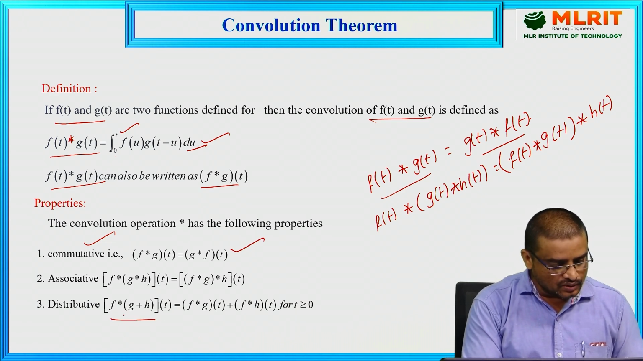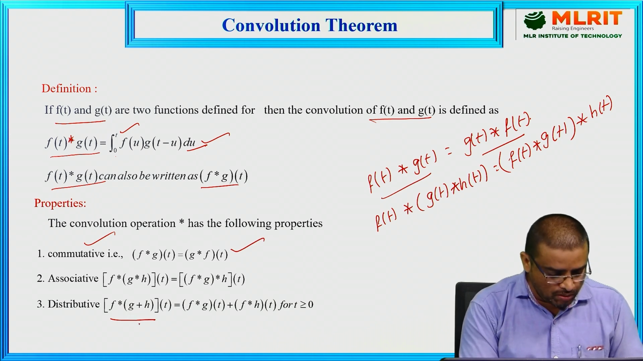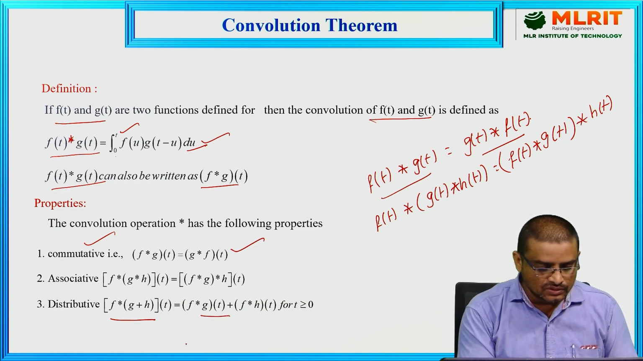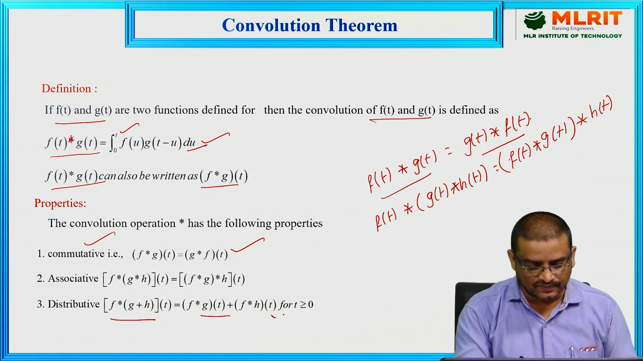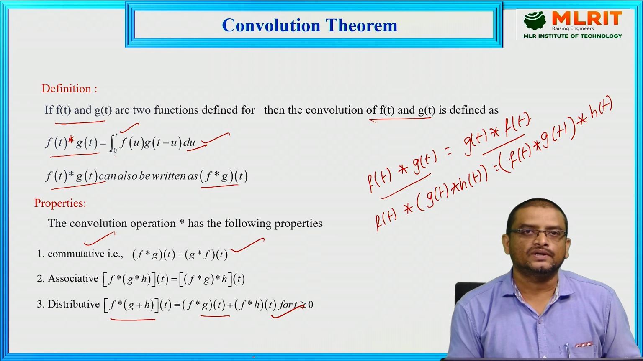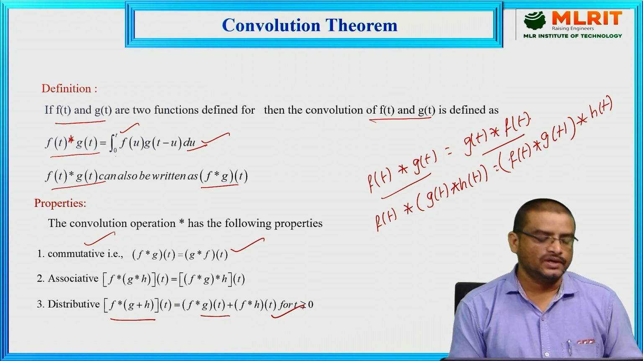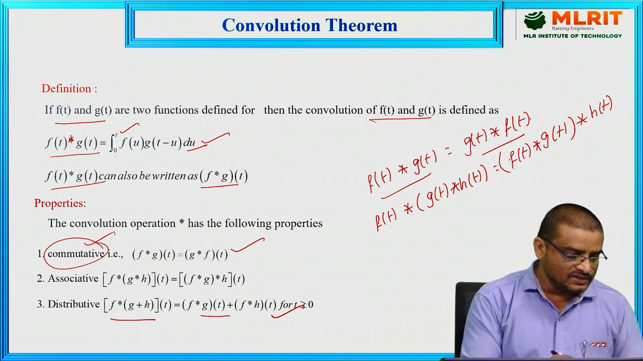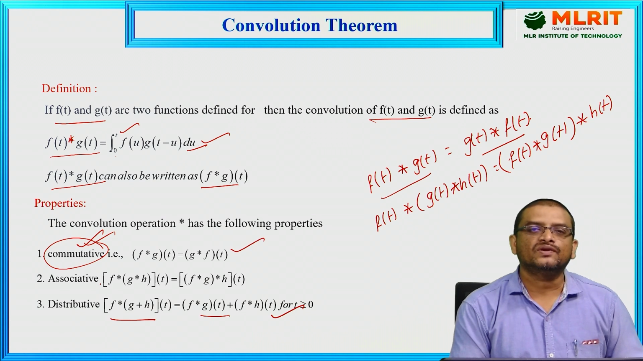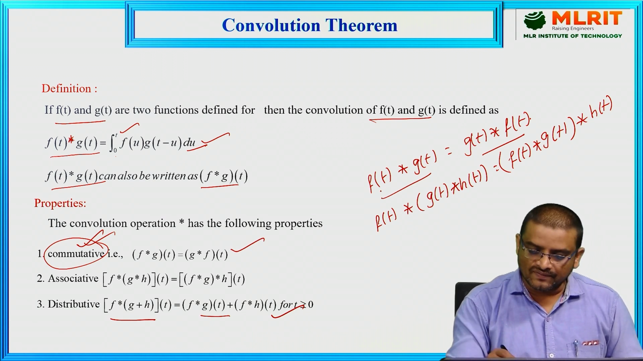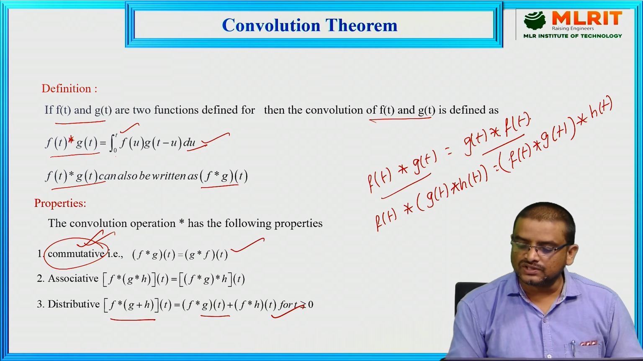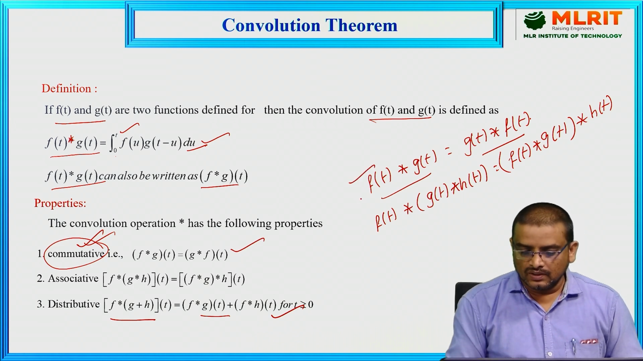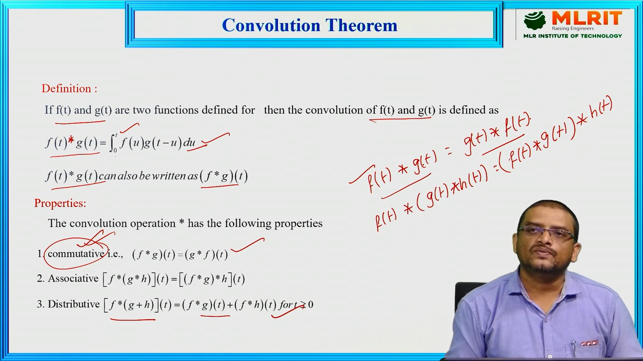So this is our distributive property. The convolution product of g plus h, sum of the two functions. If we apply this one, this is equal to f of t star g of t plus f of t star h of t. So this is our distributive property. So out of these three properties, while you are using this convolution theorem, in some cases we will use the concept of commutative property. So f of t star g of t is equal to g of t star f of t. So we will use this property while you are solving the problems.